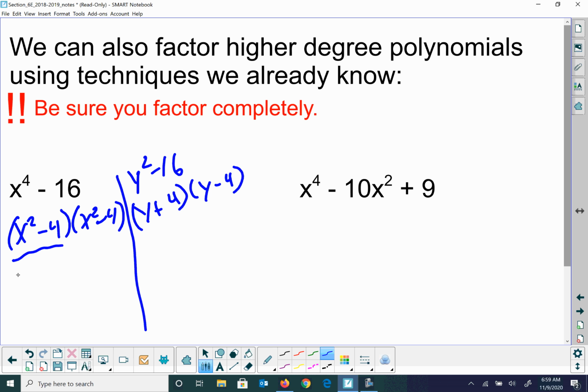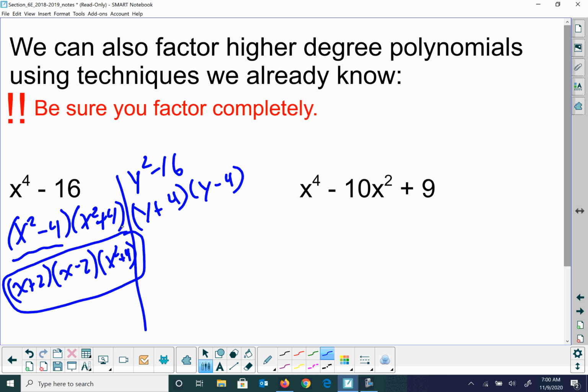The x squared minus 4 can be broken down because that's the difference of 2 squares. So I get x plus 2, x minus 2. And then I get, oops, that should have been a plus 4, then I get x squared plus 4. That will not factor. Okay, sum of 2 squares will not break down.